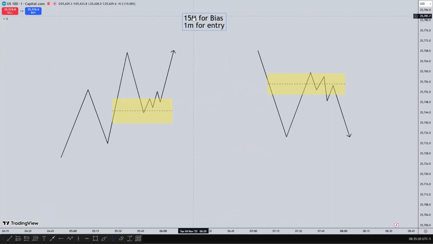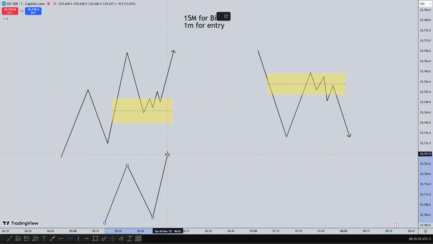The 15 minutes will be defining the bias. You'll be deriving your bias from the 15 minutes, and the 1 minute should be your entry. At the same time, we have price running out buy side liquidity. Price takes out a buy side liquidity, look for a shift in structure. Normally, I do call this a counter trend because it's mostly going to be against the actual bias. But if it's aligned with the bias, it makes it a strong probability.